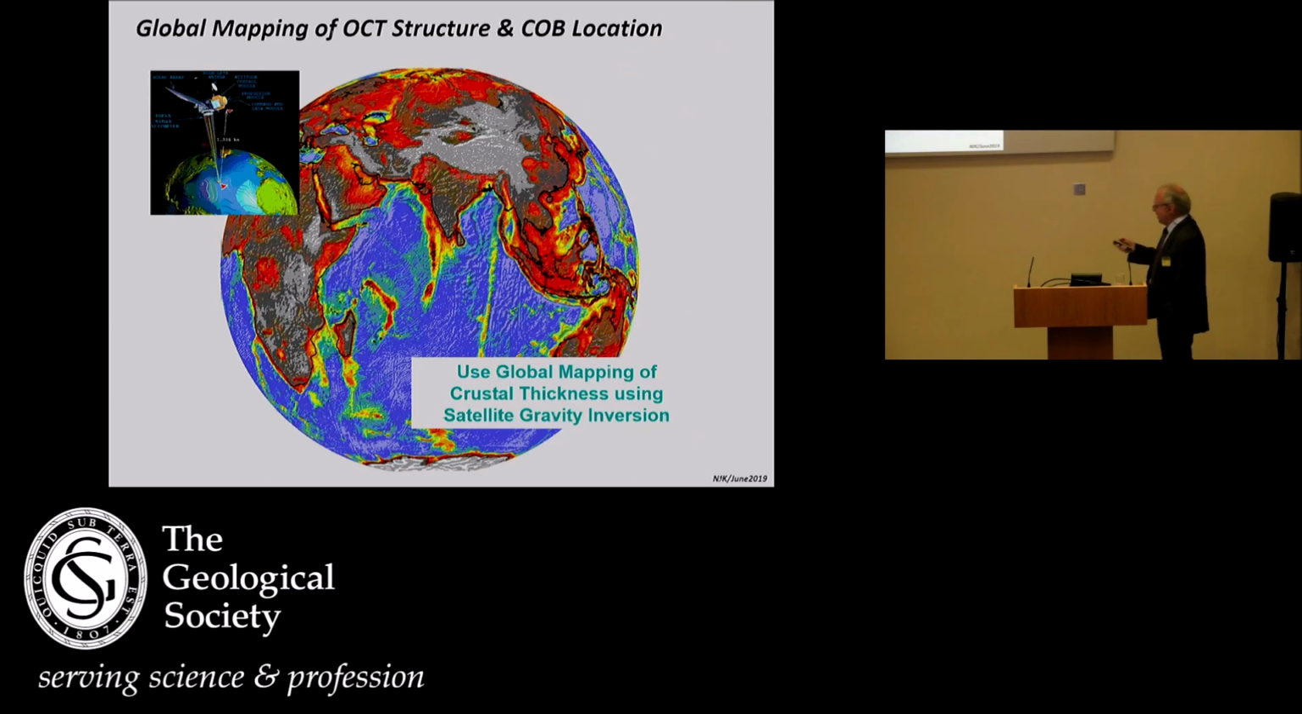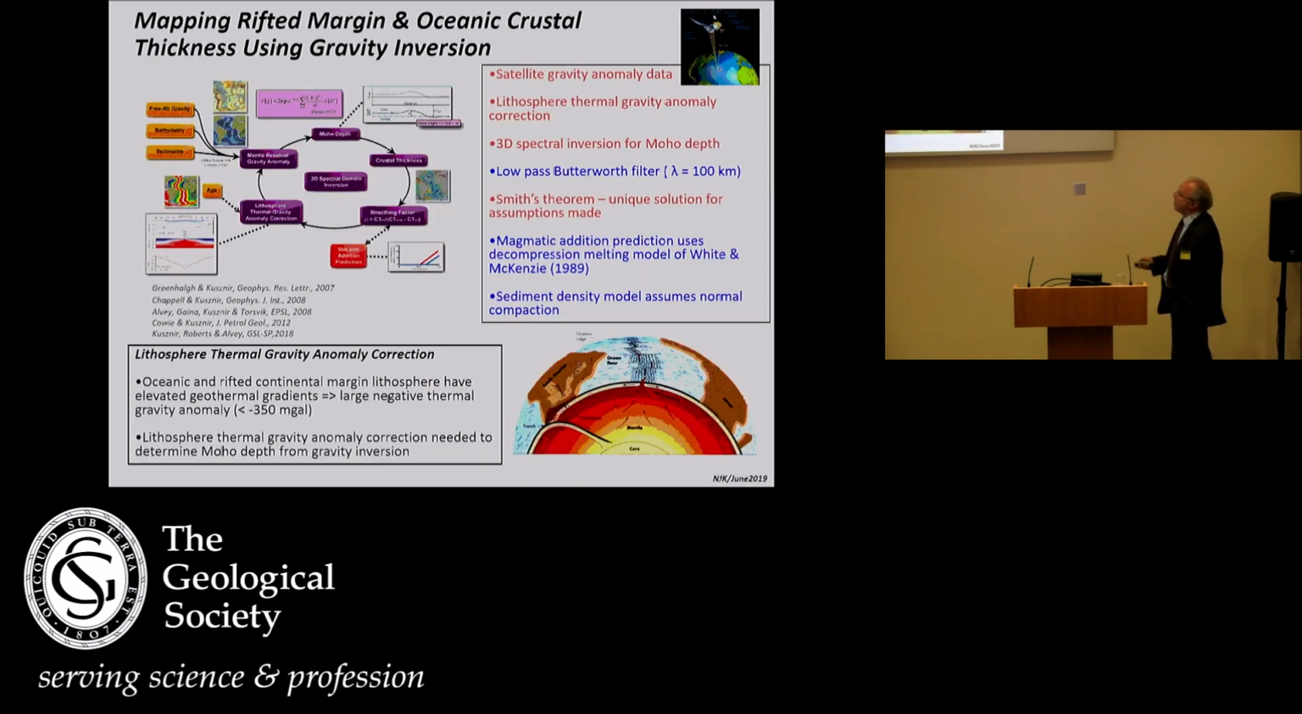So far we've just been looking at profiles, but is there any way we can actually globally map OCT structure and continent-ocean boundary location? Well, that's another thing we've worked on, and we've developed techniques for doing this. We use global mapping of crustal thickness using satellite gravity inversion. I won't say too much about the technique, but why can we do this today when perhaps we couldn't do it 15 or 10 years ago?